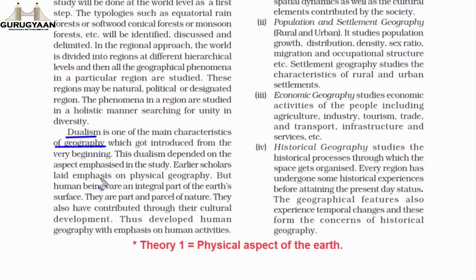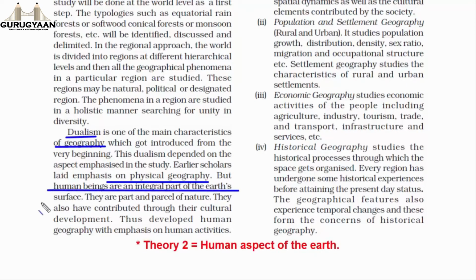One theory says, let's only talk about physical geography, that's it. Meaning let's just understand the earth, the landform, the ocean, the climate, that's it. There is nothing else that needs any more importance. And then there is another theory which says no, human beings are an integral part of the earth's surface, which again holds a lot of weight.